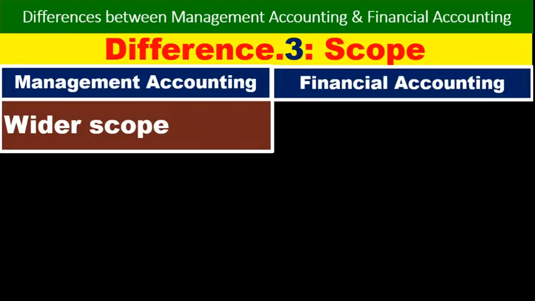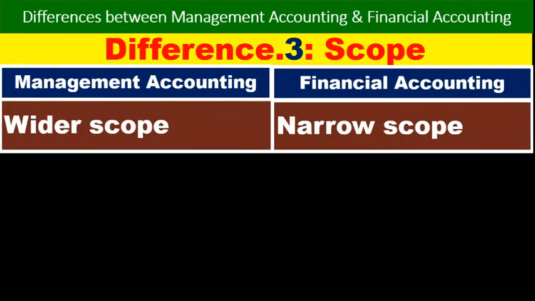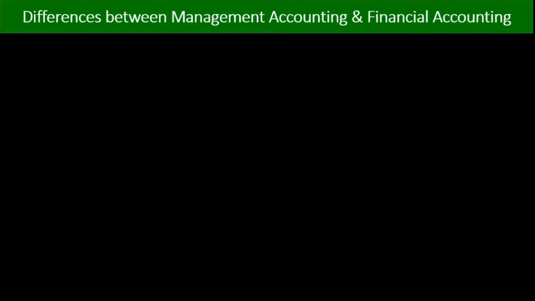We can study management accounting in different ways. The number of matters and the amount of information discussed in management accounting is large. That's why management accounting has a wider scope. Financial accounting has a narrow scope. These are the differences between management accounting and financial accounting.